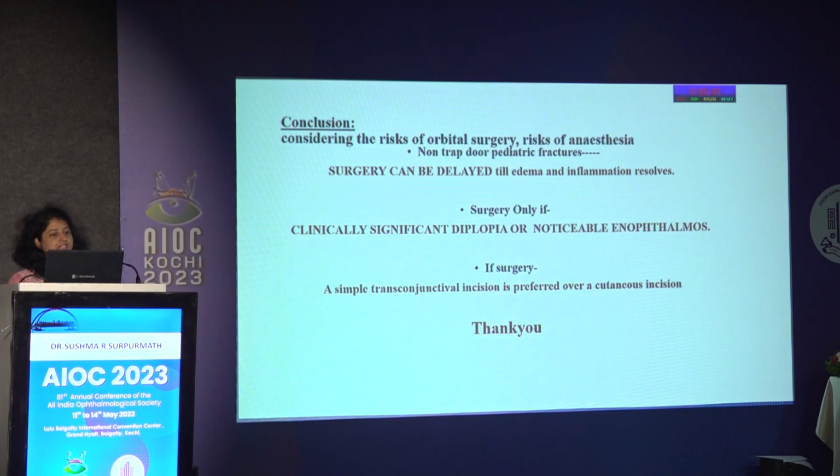We concluded that considering the risk of orbital surgery and risk of anesthesia, in non-trapdoor pediatric fracture, surgery can be delayed till edema and inflammation resolves. Surgery only if clinically significant diplopia or noticeable enophthalmos is there, and if surgery is decided to be done, then a simple transconjunctival incision over a cutaneous incision was sufficient. Thank you.